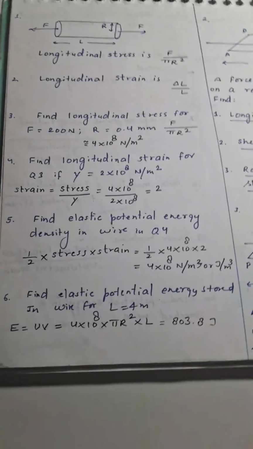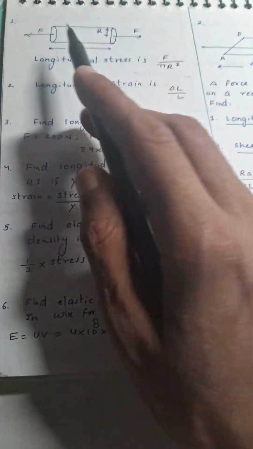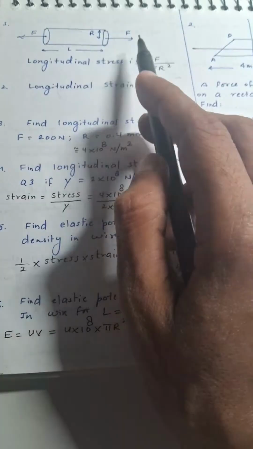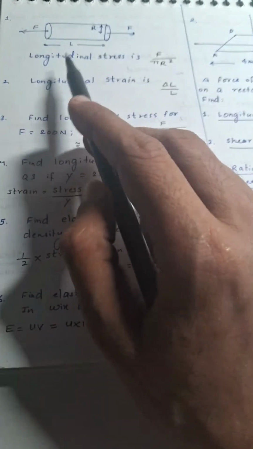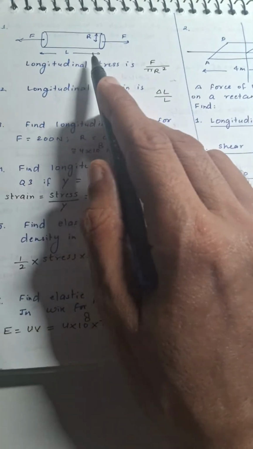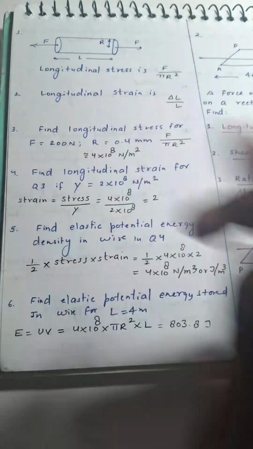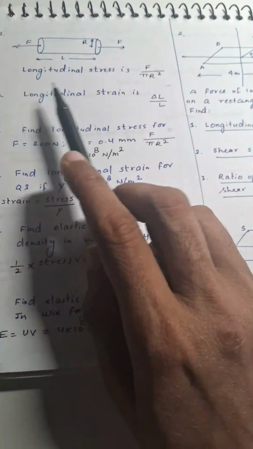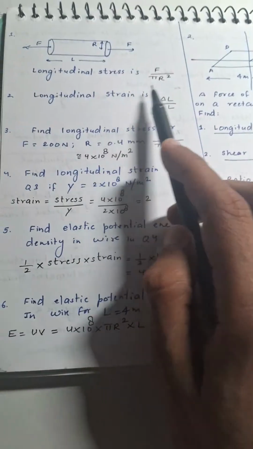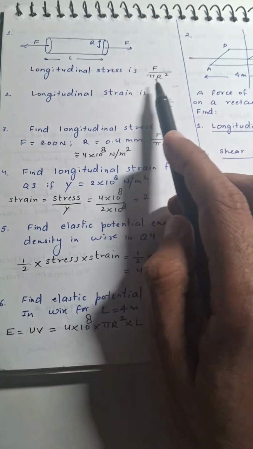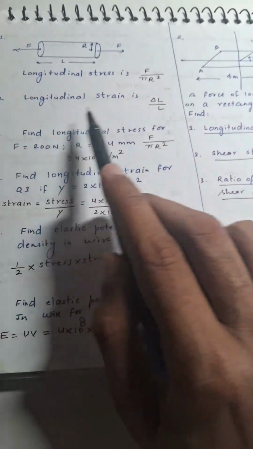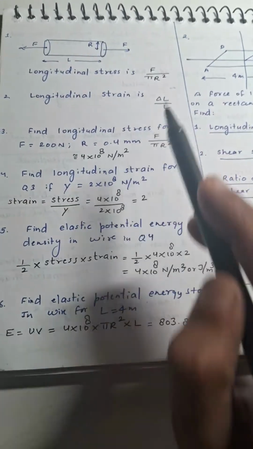Then is another worksheet on stress and strain. So we are being given a cylindrical rod and a force of F is applied on the rod as shown in the figure. Length of the cylinder is L, radius is R. So the first question is longitudinal stress. So this is force by area, so that will be F upon pi R square. Then is longitudinal strain, so this is delta L by L.